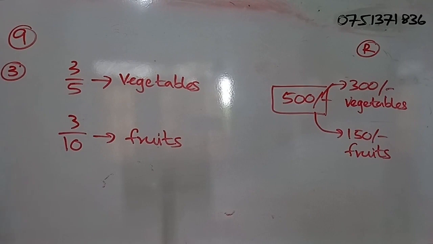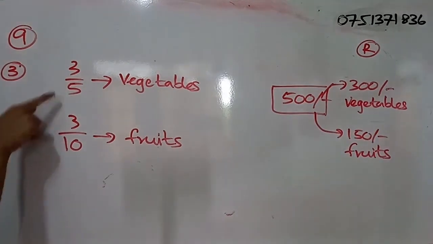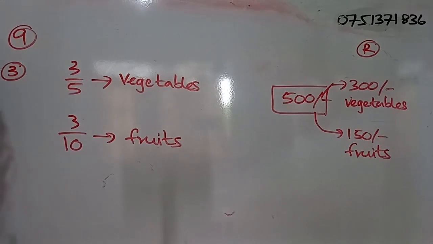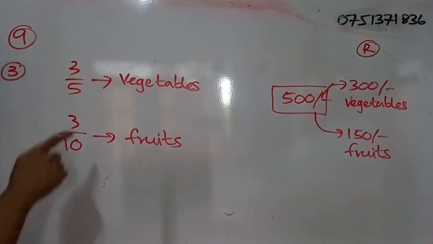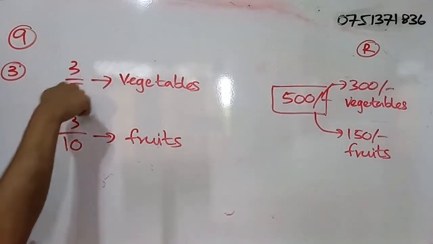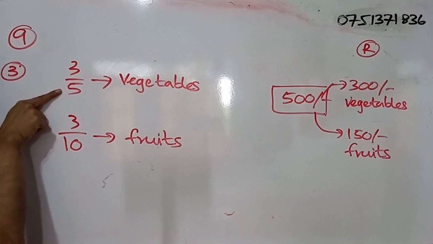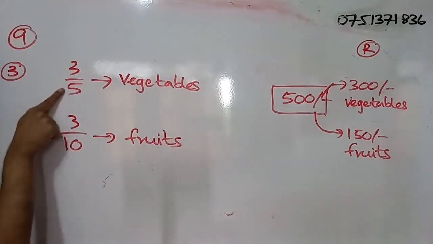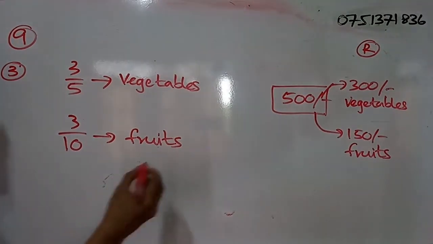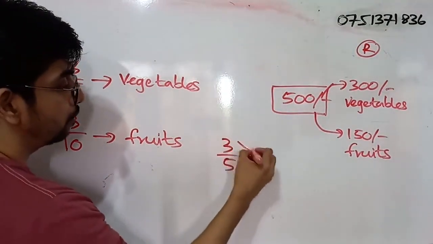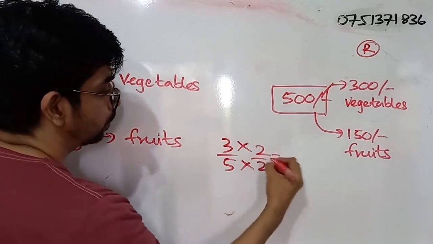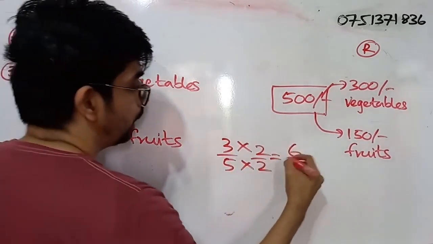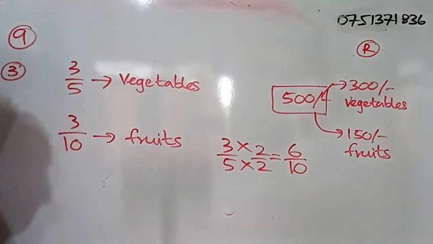Now when we compare these two fractions, at the beginning it is somewhat difficult. Why? This fraction that has been given to us, the denominator is 5. Here the denominator is 10. So let's make this denominator 10 as well. So 3 by 5, we have to multiply the denominator and the numerator by 2. So we get 6 by 10.